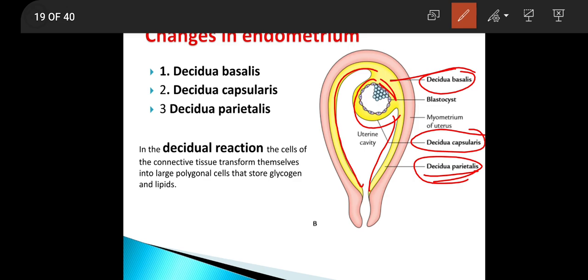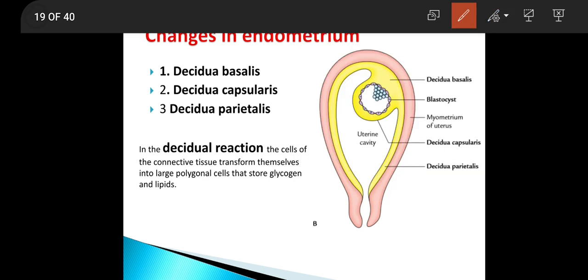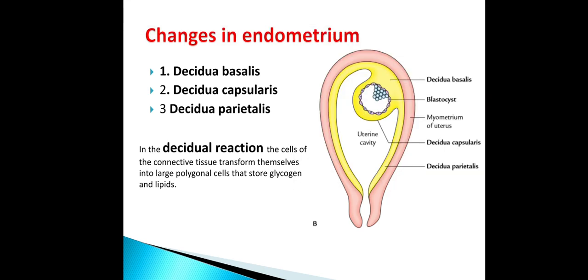Now what is decidual reaction? In decidual reaction there is preparation for implantation and for nourishment of the baby. The stromal cells of the decidua become enlarged in size and polygonal in shape, and they collect glycogen and lipid for providing nutrition to the baby. These stromal cells become enlarged, and this reaction is called decidual reaction.